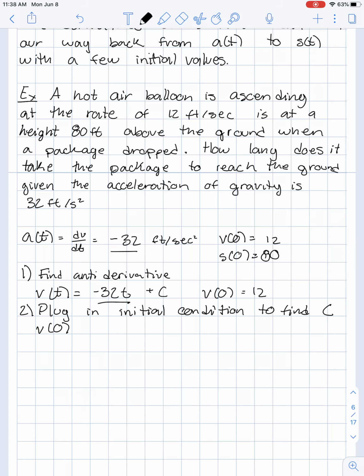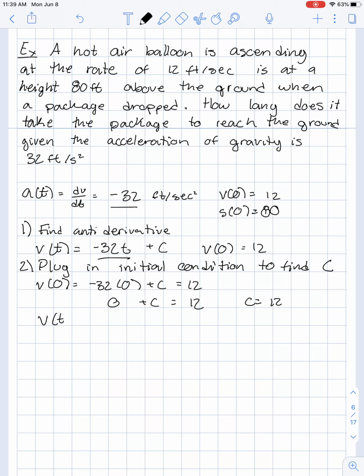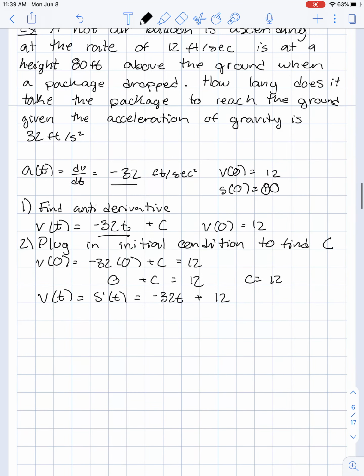So V of 0 is going to equal negative 32, not t, t is now 0, plus C equals 12. Well, that's just 0 plus C equals 12, and C equals 12. So now velocity, which is the derivative of position, equals negative 32t plus 12. Okay, and now we're going to do it again.